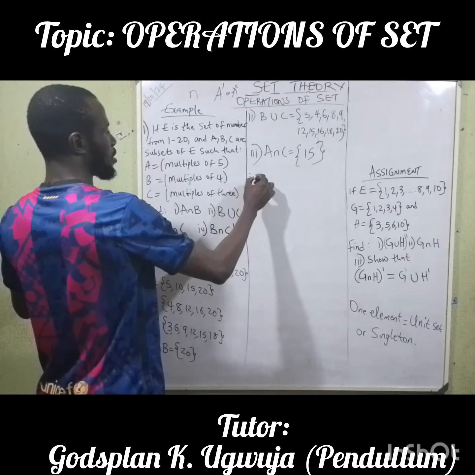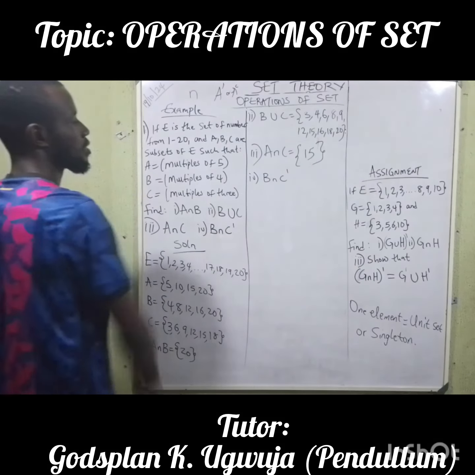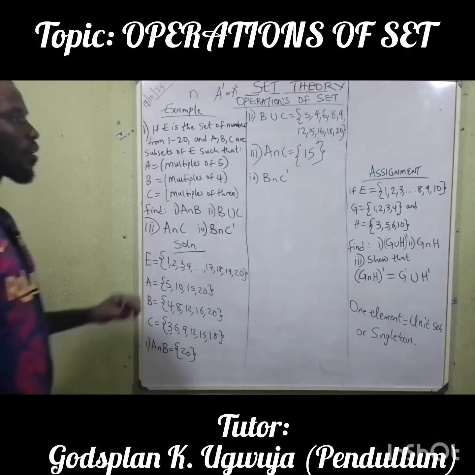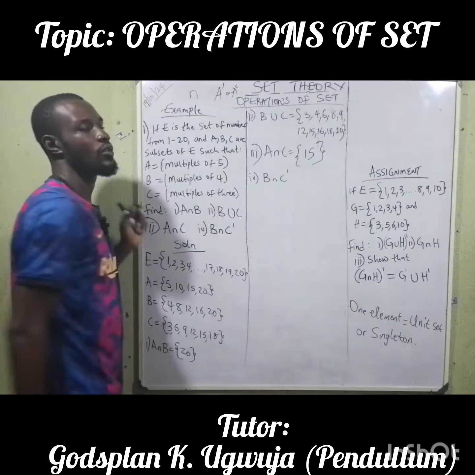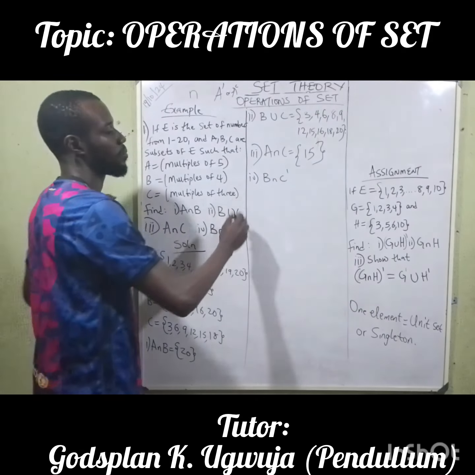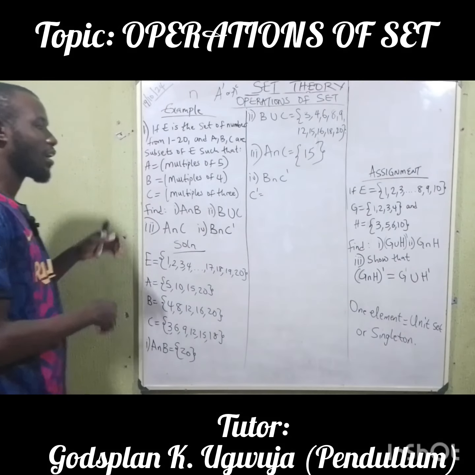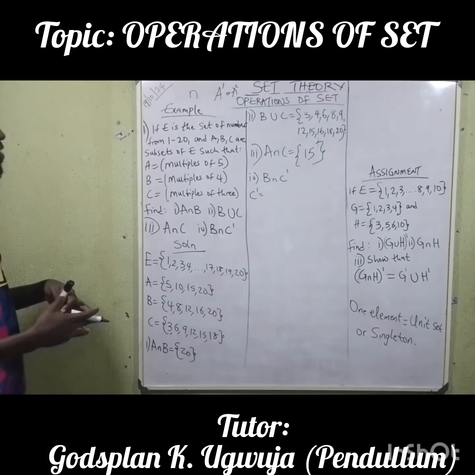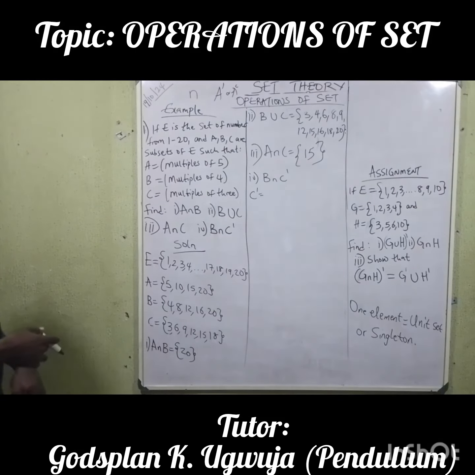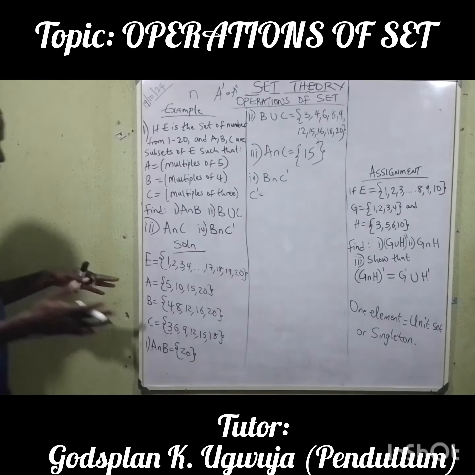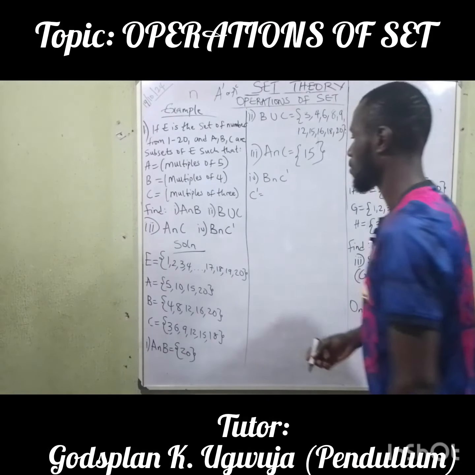And then finally, we have to find B intersection C complement. Now before we can find B intersection C complement, we need to know what C complement is. So we have to first find the set of C complement. And I told you that complement means everything in the universal set that is not in C. So everything outside C with regards to the universal set.